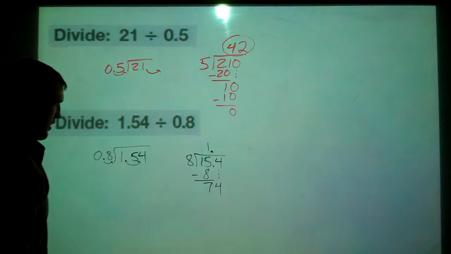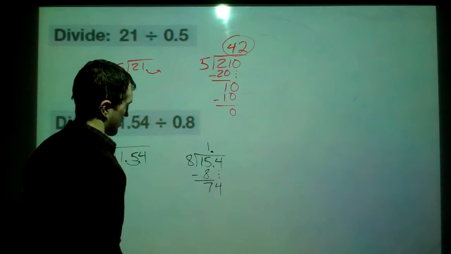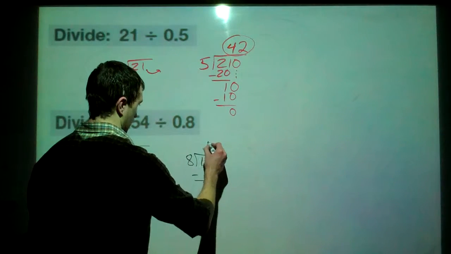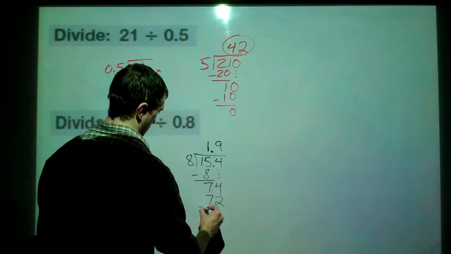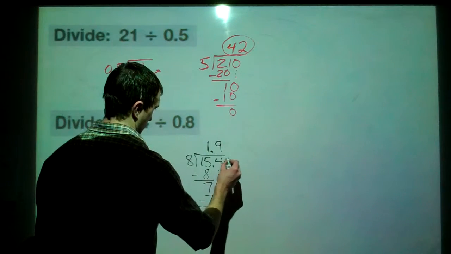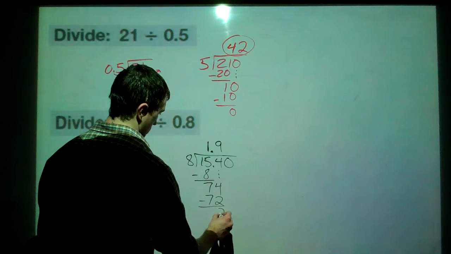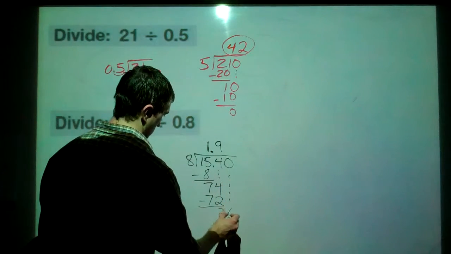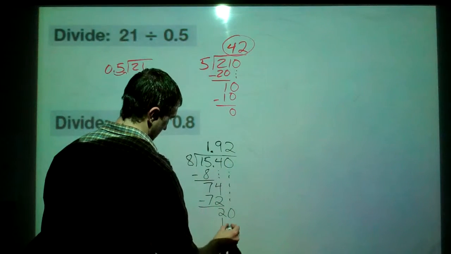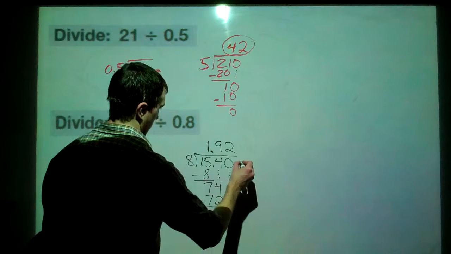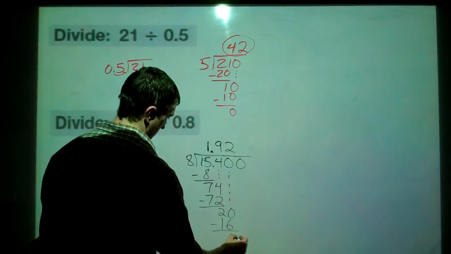So let's see, we're going to have to do a little guess and check here. 8 times 9. Nope, not a guess and check. 9 times 8 is 72. We're going to have to add a 0 for a placeholder. 4 minus 2 is 2. Drop that 0 down. We get 8 goes into 20 twice. 2 times 8 is 16. We're going to have to add another placeholder 0. 20 minus 16 is 4.